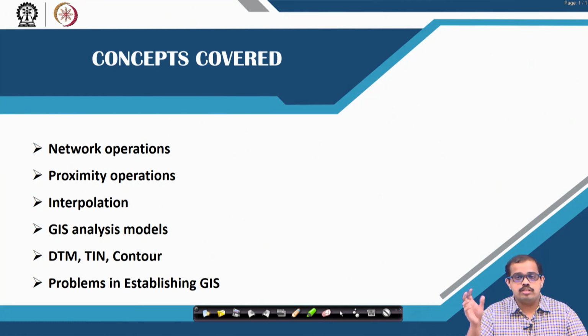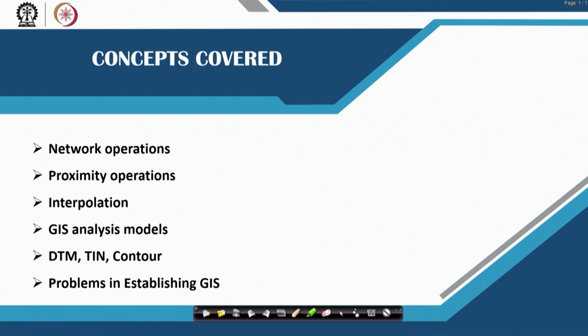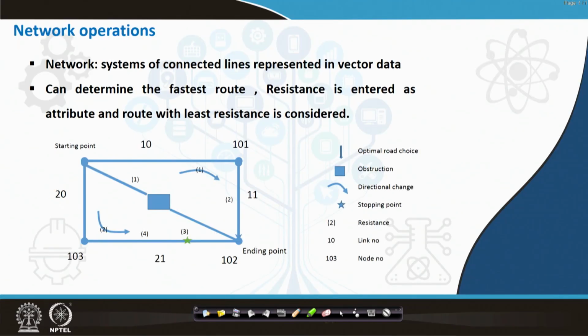GIS analysis models, what are the different models of analysis, then looking at DTM, we have already spoken about what you mean by a DTM, how it is very different from your DSM, then looking at the TIN model, the contour model, etc. Then problems in establishing GIS, that is the last topic that I would speak about in this particular class.